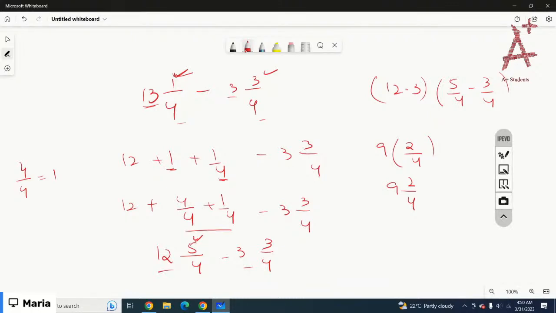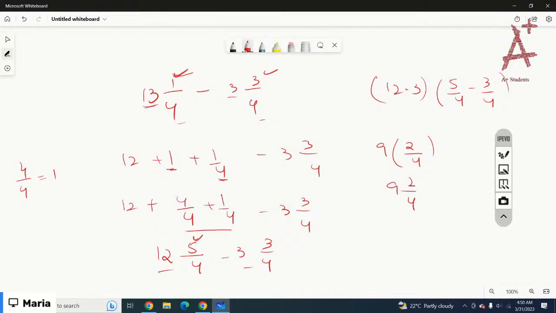Basically, we are subtracting without converting the fractions to improper fractions. Got it? We are just subtracting the whole numbers and the fractions. So when we are subtracting a fraction, one is less than 3, we cannot subtract a smaller number out of the greater one. Got it?